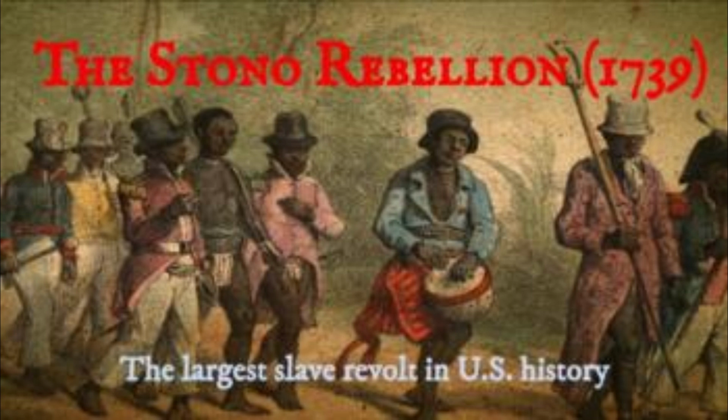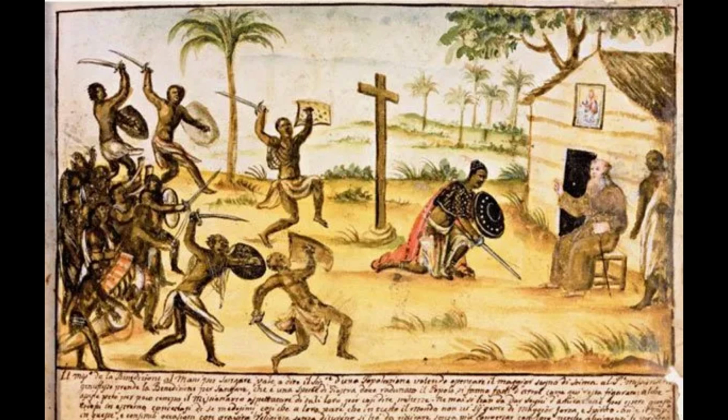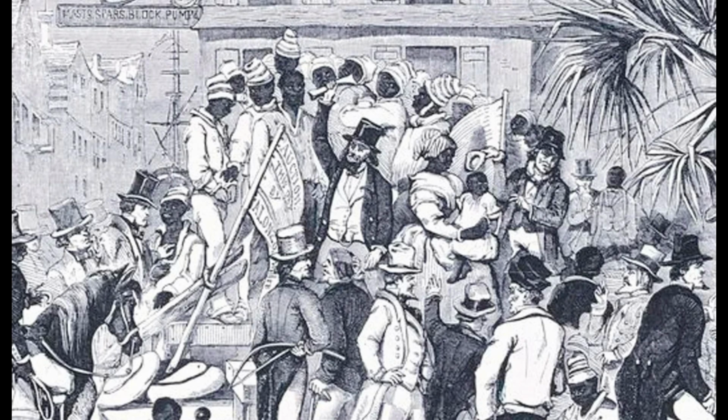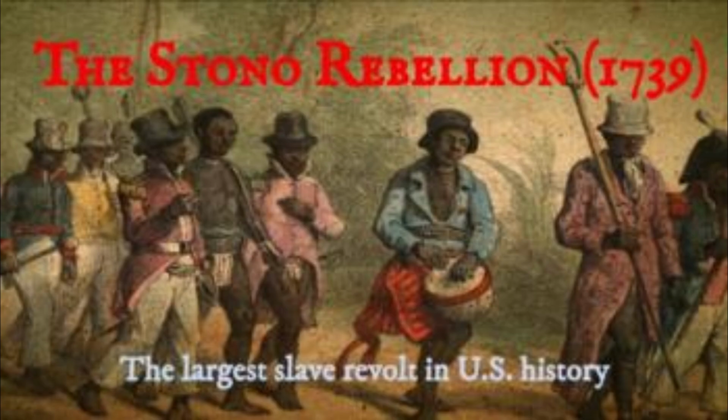The Stono Rebellion, which took place on September 9, 1739 in South Carolina, was the largest slave uprising in the British American colonies before the American Revolution. This rebellion was a significant event in the history of slavery in colonial America and had lasting consequences on laws governing enslaved people. Background and causes.